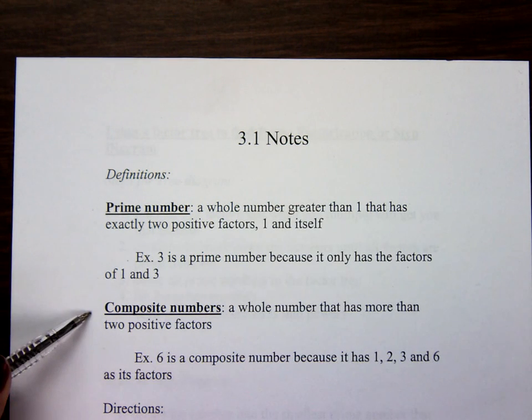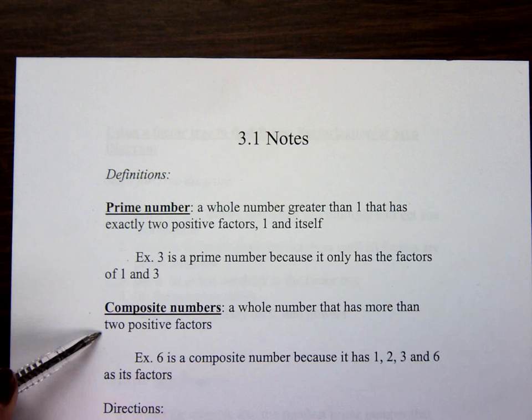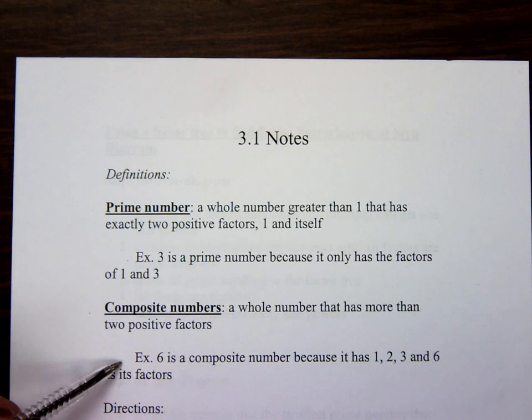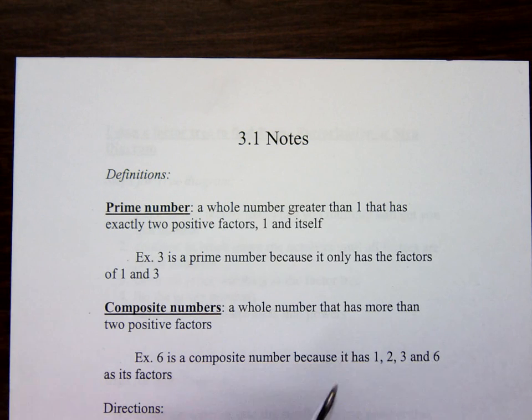A composite number is a whole number that has more than two positive factors. An example is 6. 6 is a composite number because it has 1, 2, 3, and 6 as its factors. 1 times 6 is 6, and 2 times 3 is 6.